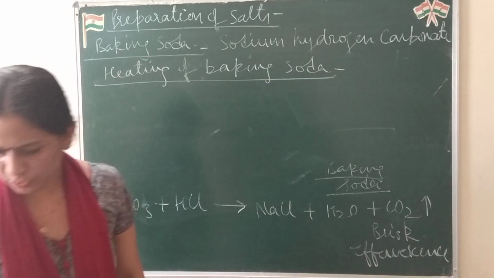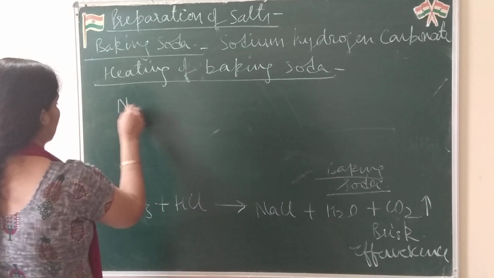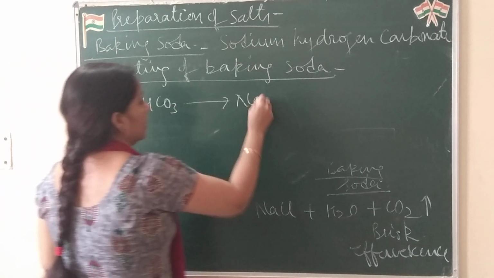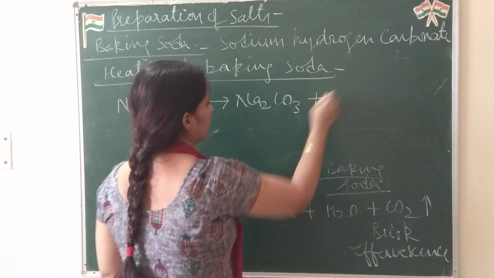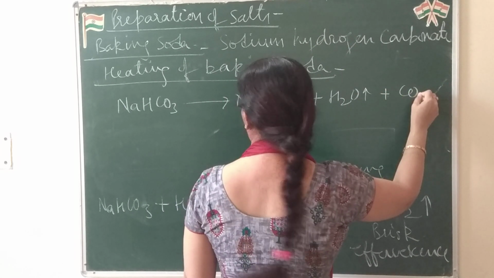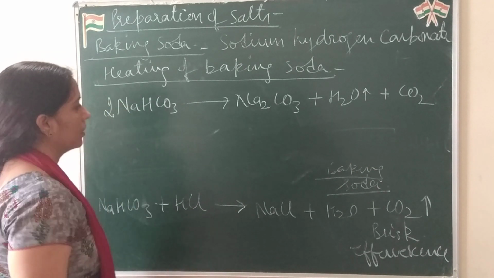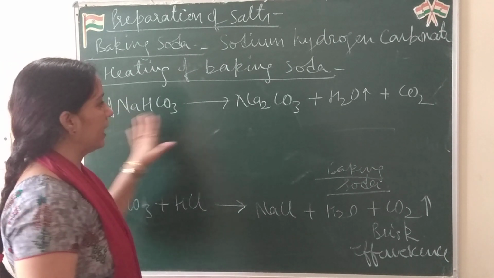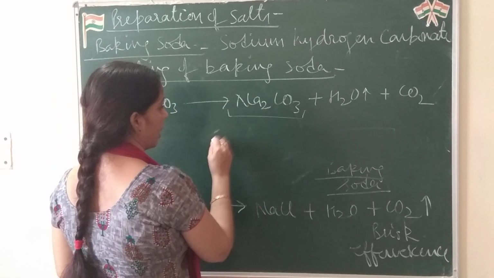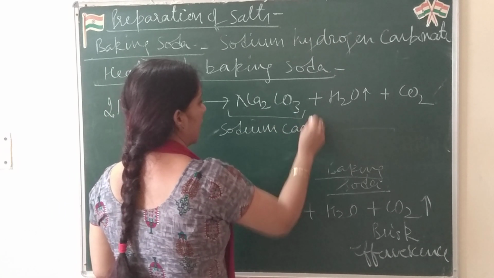What happens when baking soda is heated? So during heating of baking soda, you will obtain sodium carbonate, water evaporates, and carbon dioxide gas is released. When it is heated, it will give another product, another salt. This salt is sodium carbonate.